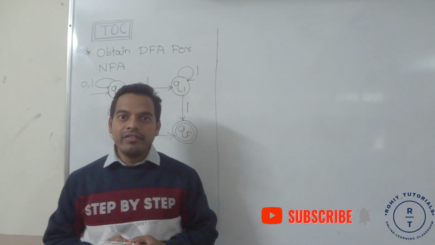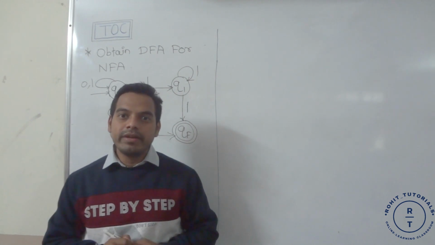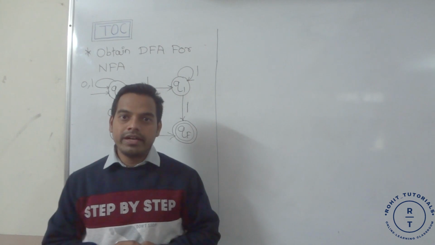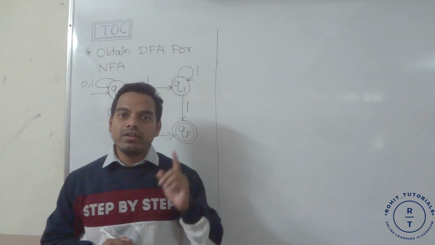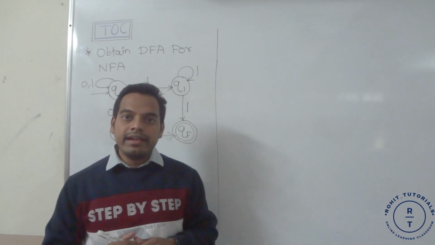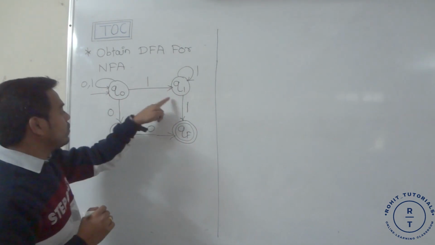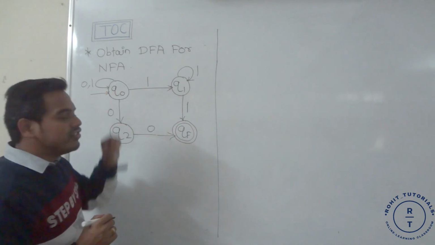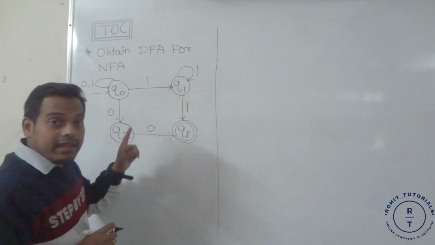In this lecture, we will discuss the conversion of non-deterministic finite automata to deterministic finite automata. In our previous video, we discussed one problem based on the NFA to DFA conversion. Now the second problem related to this. It consists of four states Q0, Q1, Q2, Qf and the transition is given. So first step, this is called an NFA.